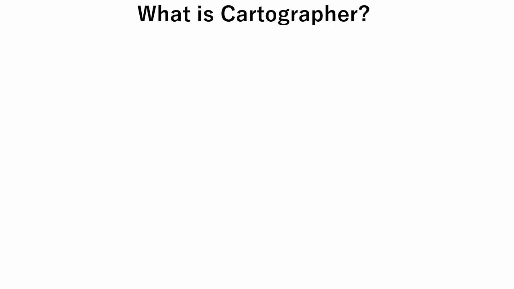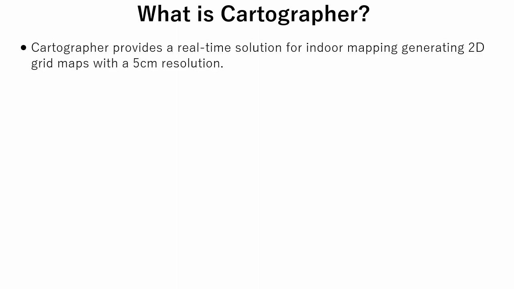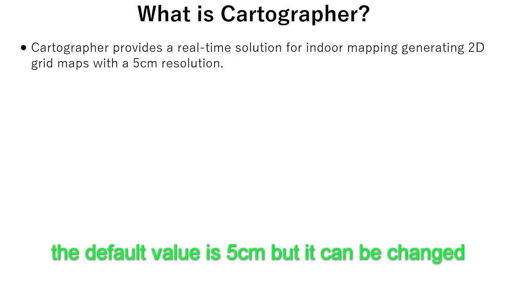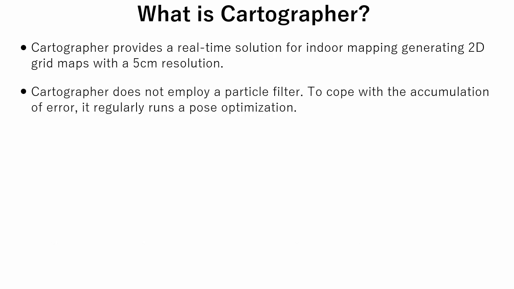To create a map, we will use Cartographer. Let's see briefly what Cartographer is. Cartographer provides a real-time solution for indoor mapping generating 2D grid maps with a 5 cm resolution. It does not employ a particle filter. To cope with the accumulation of error, it regularly runs a pose optimization.